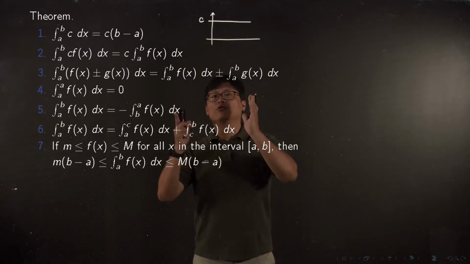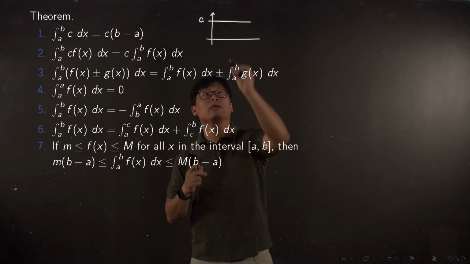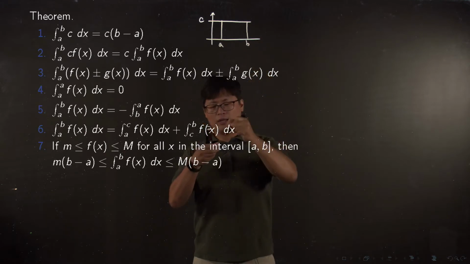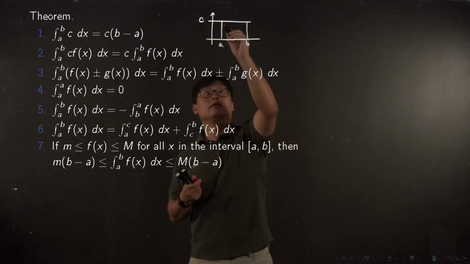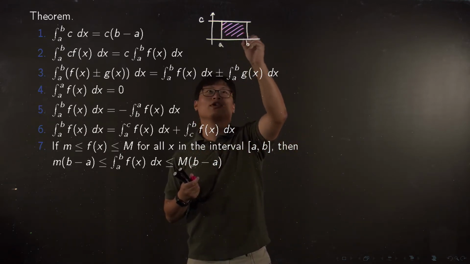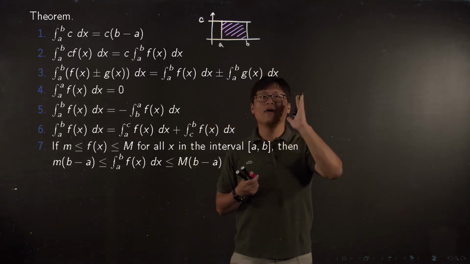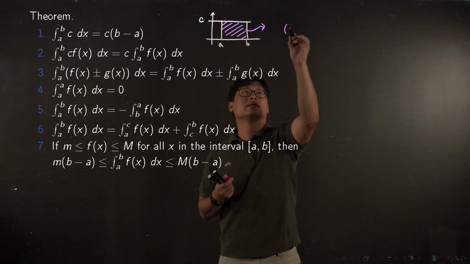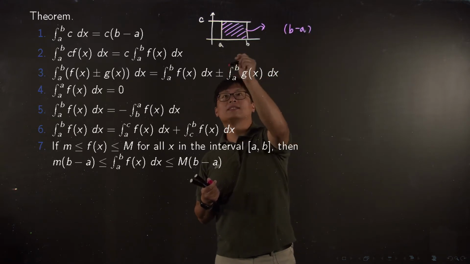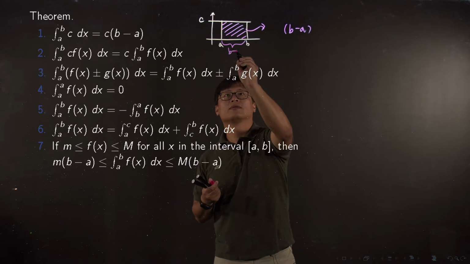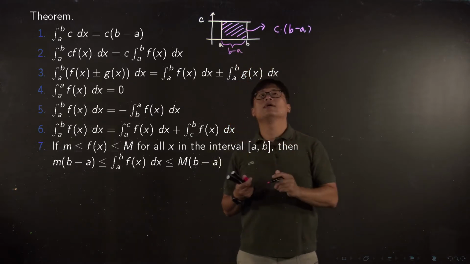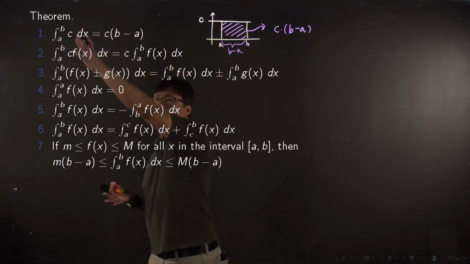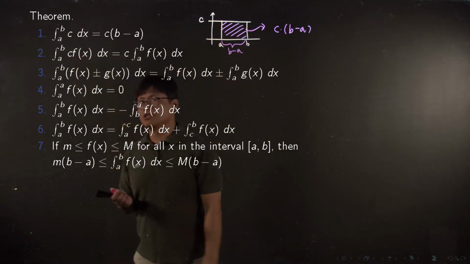Then we talk about the area between a and b. This area is the area of a rectangle. The area of a rectangle is base times height, where b minus a is the base and c is the height. That is the area of the rectangle, which is exactly the definite integral for the constant function.